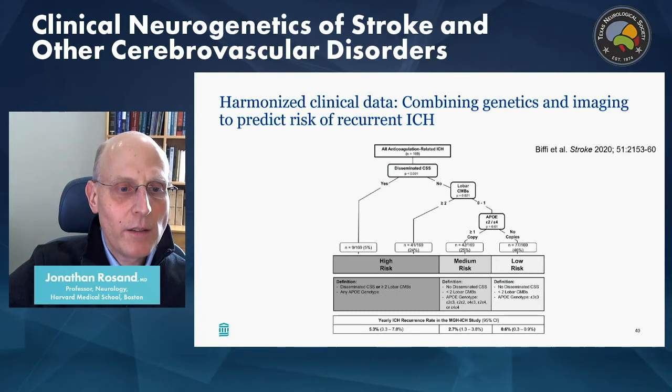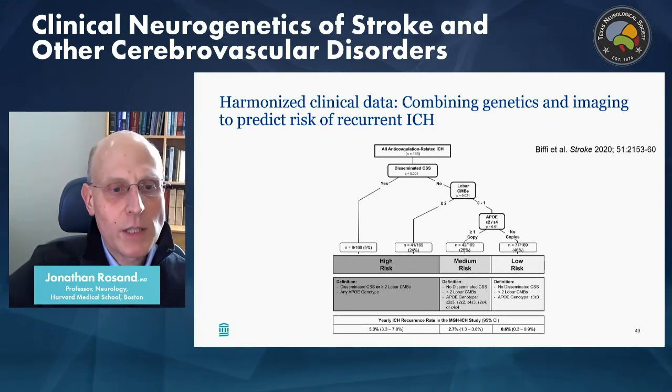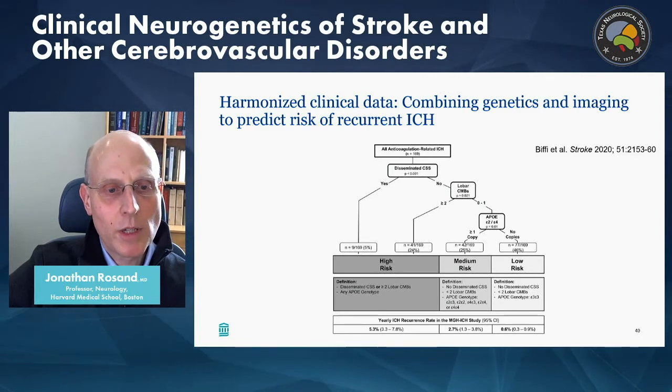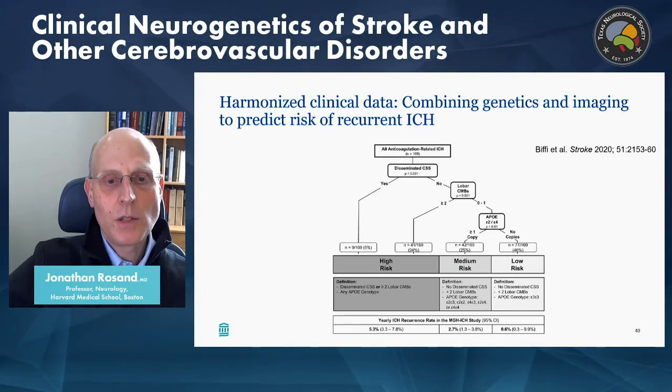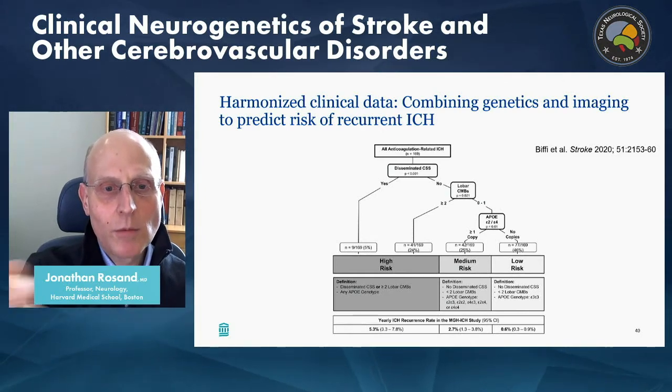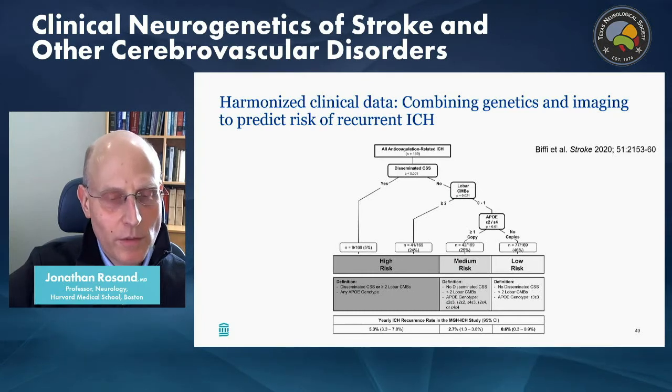And then the high risk group was identified by having cortical superficial siderosis or more than 2 lobar microbleeds, regardless of ApoE genotype. That's the group with a very high risk of annual ICH recurrence, who probably would not be candidates for anticoagulation. But what you can see here is that using just the genetics, you're able to separate the low risk and the medium risk group, which could have pretty substantial clinical implications.